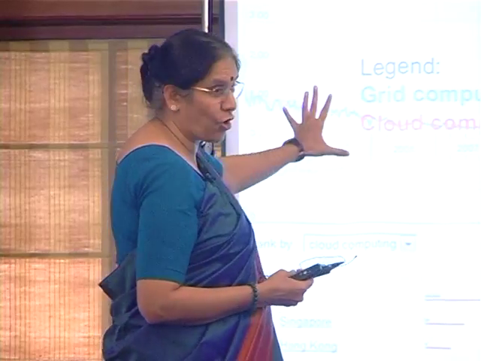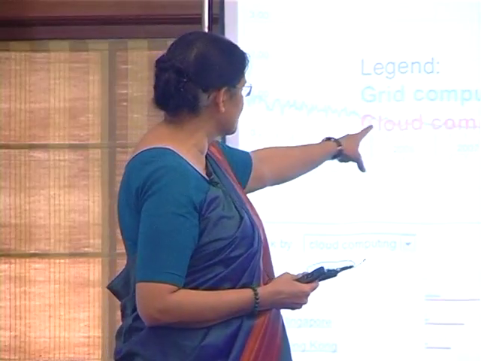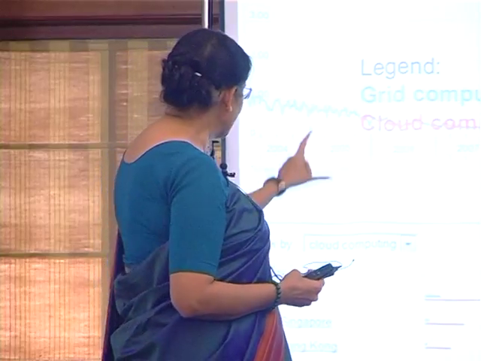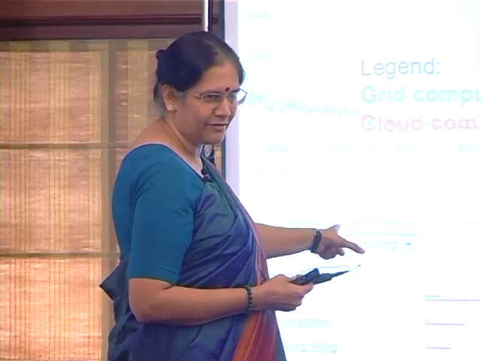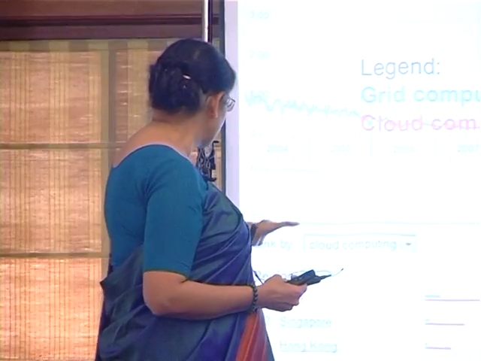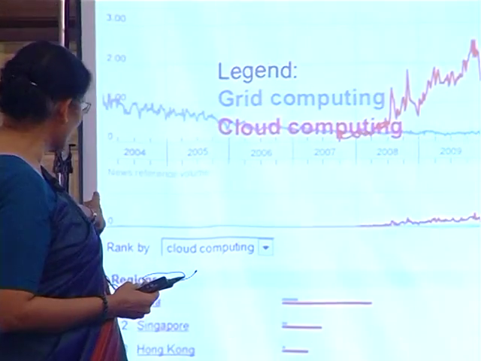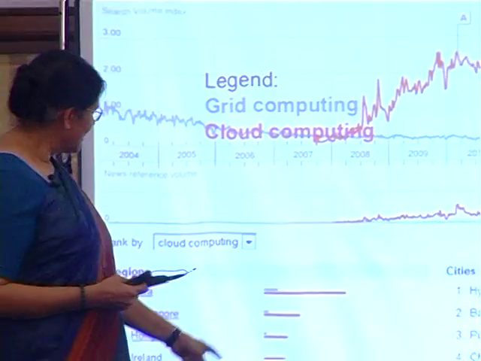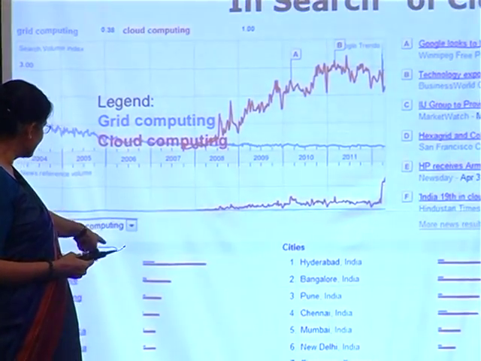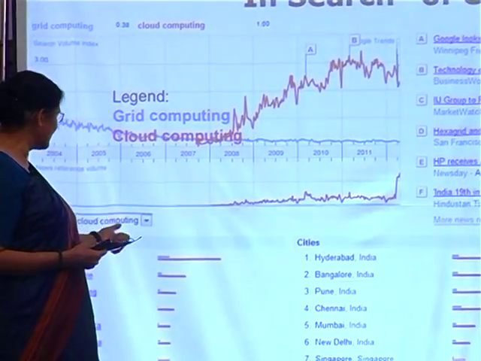These are global numbers. So the amount of times that grid computing is getting searched versus the number of times cloud. Just see the difference. And then he analyzed this data. Where is it coming from? Which region is it from? India. Red. So India is right there on the top. Then he did a city-wise analysis. Top 10 cities. The top 6 are Hyderabad, Bangalore, Pune, Chennai, Mumbai, Delhi.